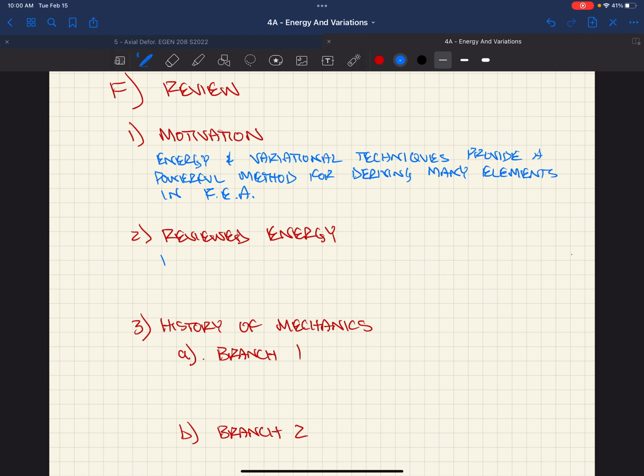So when we talk about energy, we're talking about potential energy, kinetic, this is our vis viva, or our living force. We have work, force times distance. We have conservation of energy that we use.